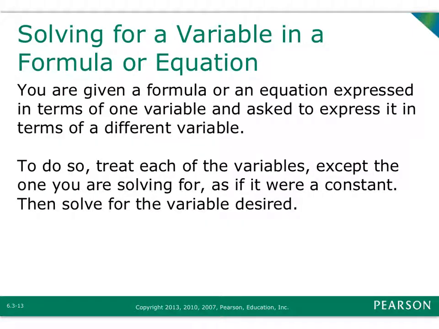So suppose you are given a formula or an equation expressed in terms of one variable and then asked to express it in terms of a different variable. To do so, we treat each of the variables except the one that you are solving for as if it were a constant. Then we solve for the variable desired. So in other words, we put in the information for the variables in the equation that we have, and the one that we don't have, we isolate on one side of the equation.